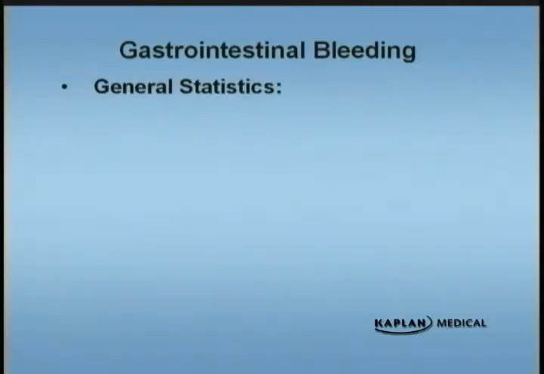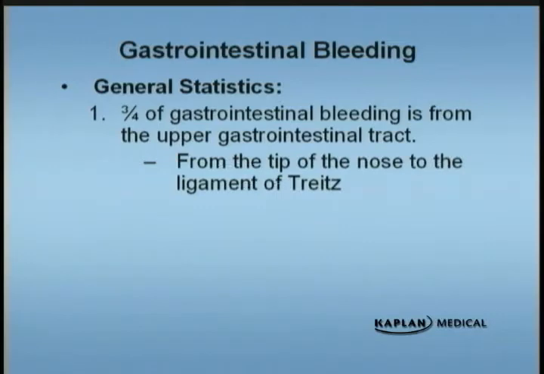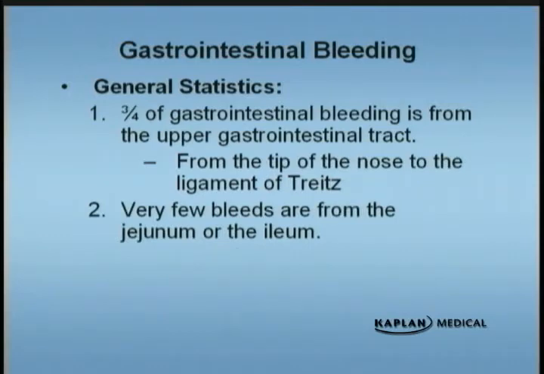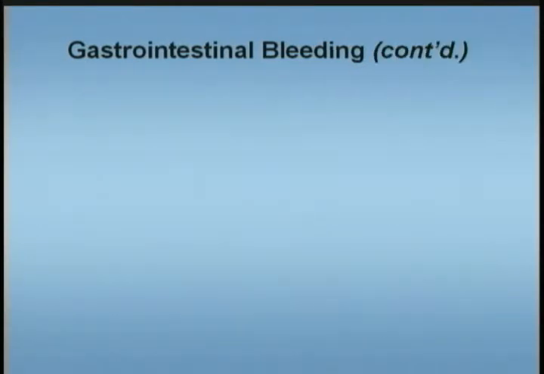Gastrointestinal bleeding. General statistics that are quite useful. In 3 out of every 4 patients with GI bleeding, the source of bleeding is from the upper gastrointestinal tract, which is from the tip of the nose to the ligament of Treitz. Very few people bleed from the jejunal ileum, and in roughly 1 out of 4, the source is in the lower gastrointestinal tract, namely the colon and rectum. Let's continue.